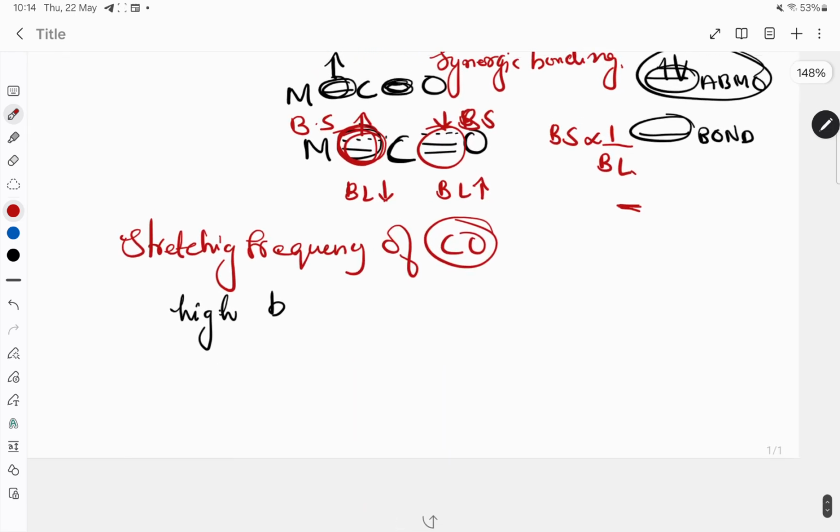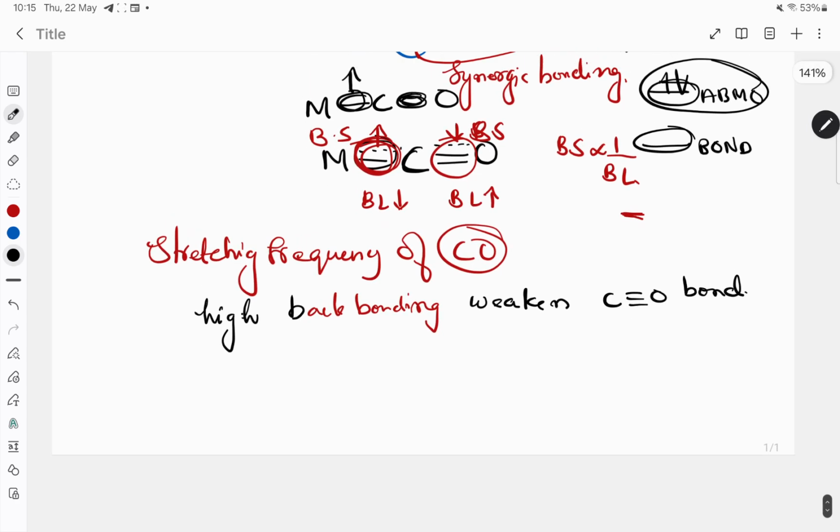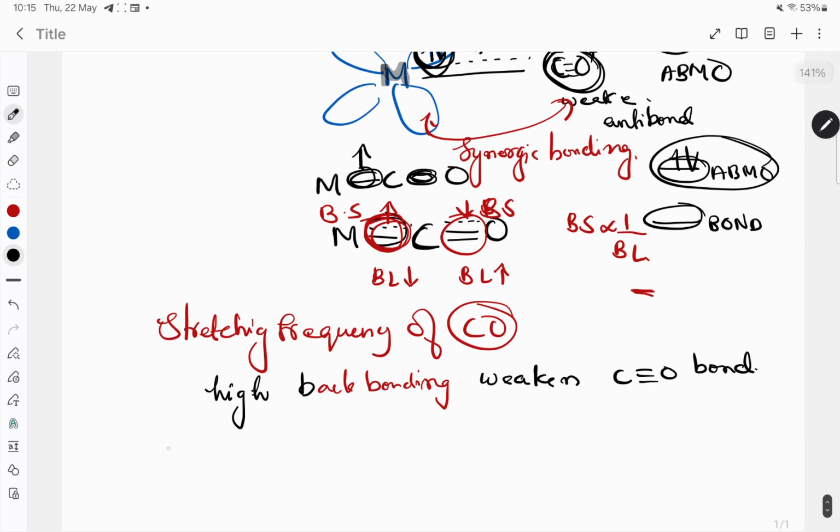So with this back bonding, what will happen? High back bonding weakens the CO bond. So when the CO bond is weakened, its stretching frequency also becomes less.